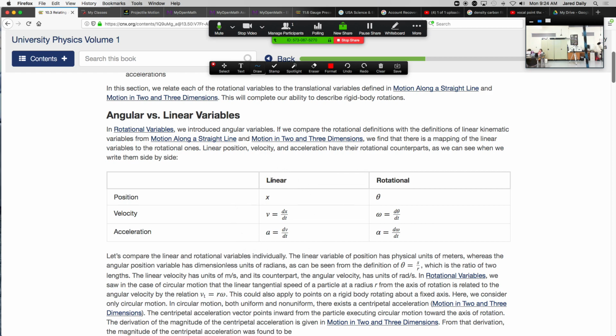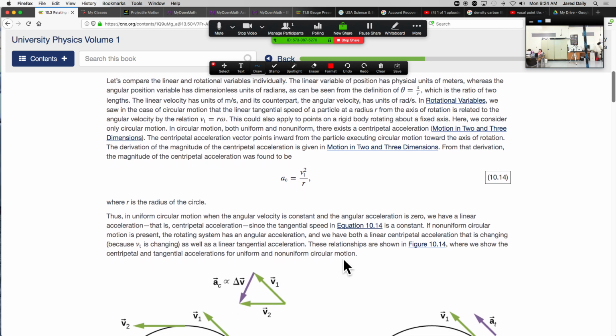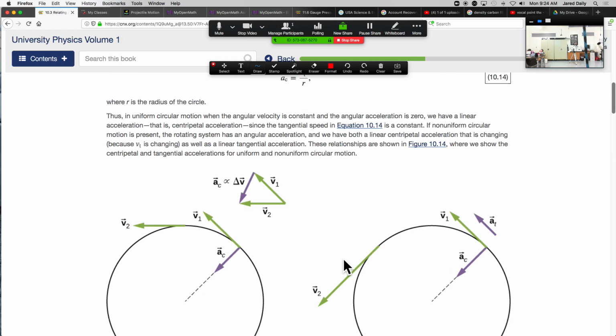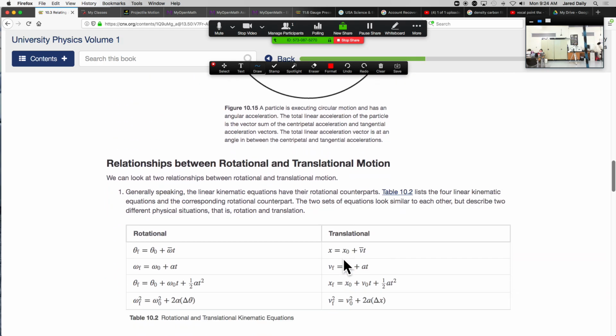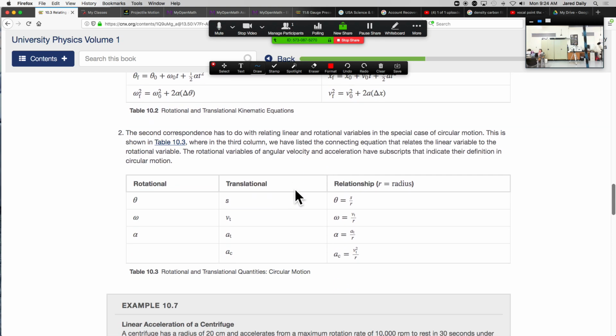Here's the chart that shows you how these things are related. These are your linear variables, your rotational variables, and their definitions, actually. They're calculus definitions. And here they show the rotational and translational kinematic equations. And then here they show the relationships. They use S instead of X, and that's fine. S being the arc length or the distance along the edge of the circle, and the relationship, which we already talked about.